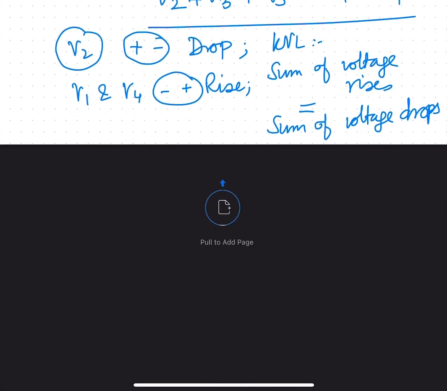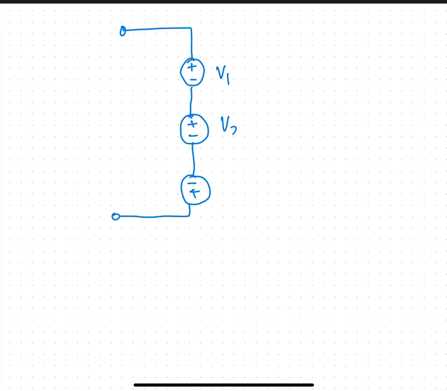Okay, so let's see an example here. If you are given three voltage sources connected like this, where this is V1, this is V2, and this is V3, and you are asked to calculate the voltage between point A and B, and you are told that this is VAB. So what will this be? Okay, what will this voltage VAB be?